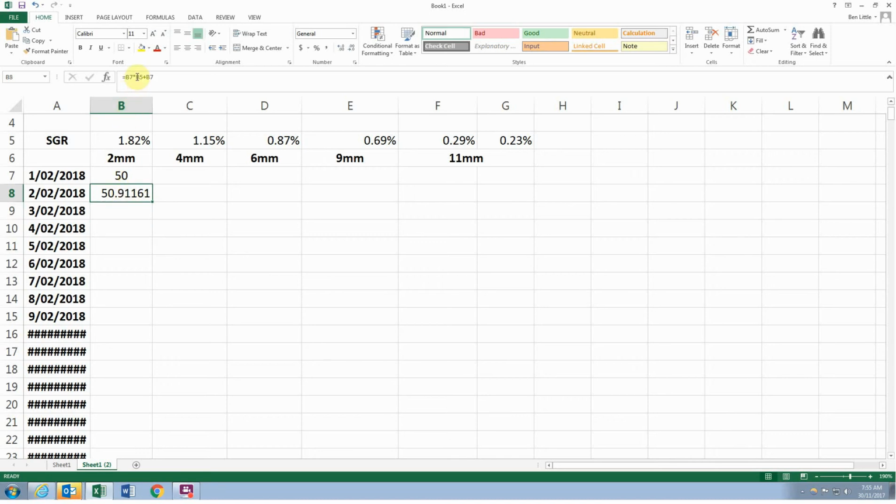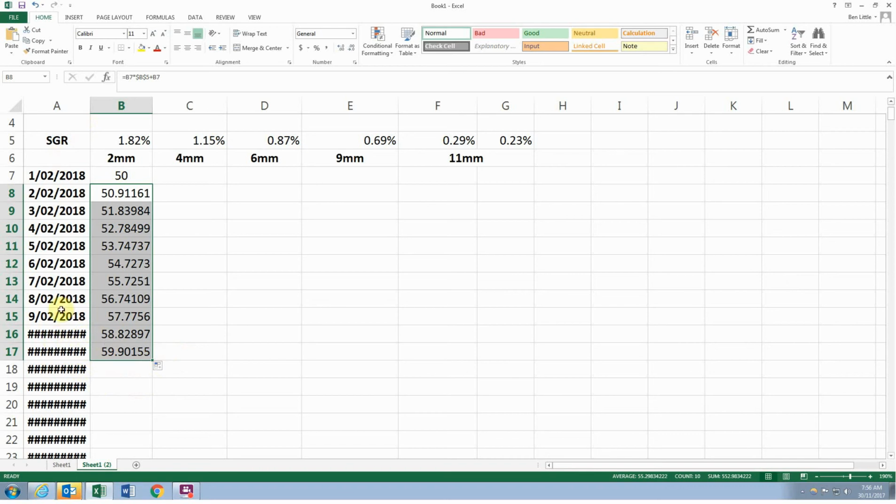Now if we lock cell B5 with the dollar signs, press enter, and fill down, we should be able to get the amount of days that have elapsed. What did we say it was? Around about 10 days before we hit 60 grams, and that's pretty close. We shouldn't go anywhere further than that.